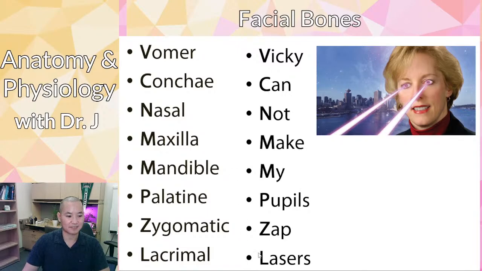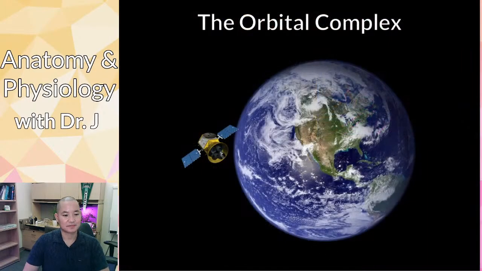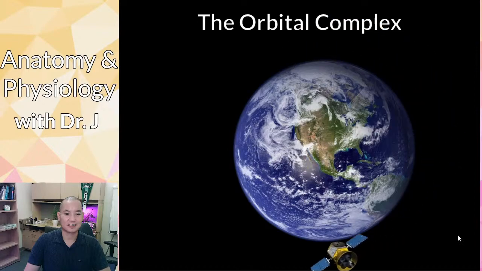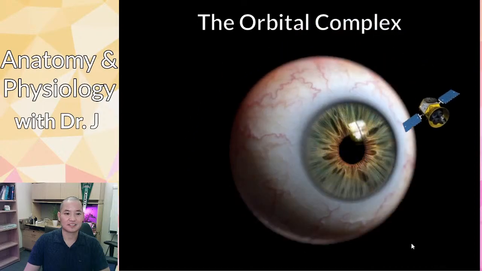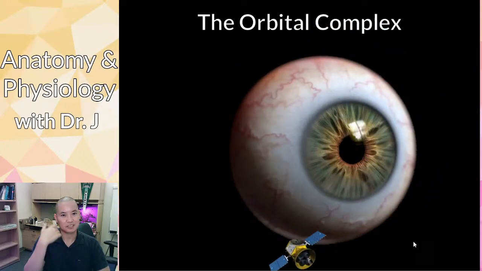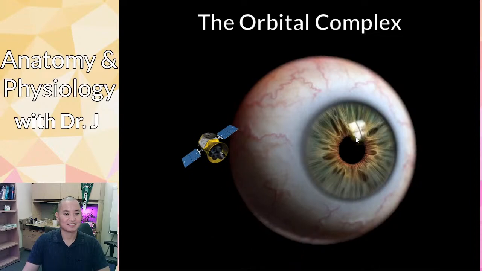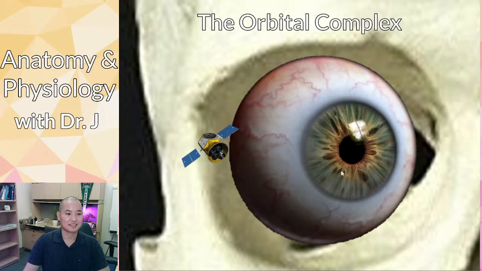All right, in the time we have left, let's talk about the orbital complex and several complexes in your skull. When you think orbit, you might think of a satellite orbiting around our Earth. Well, with the orbital complex in your skull, you're orbiting around a round, spherical structure.